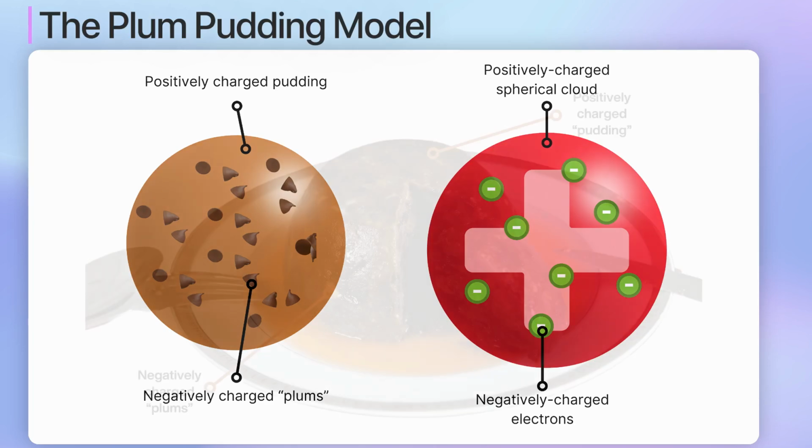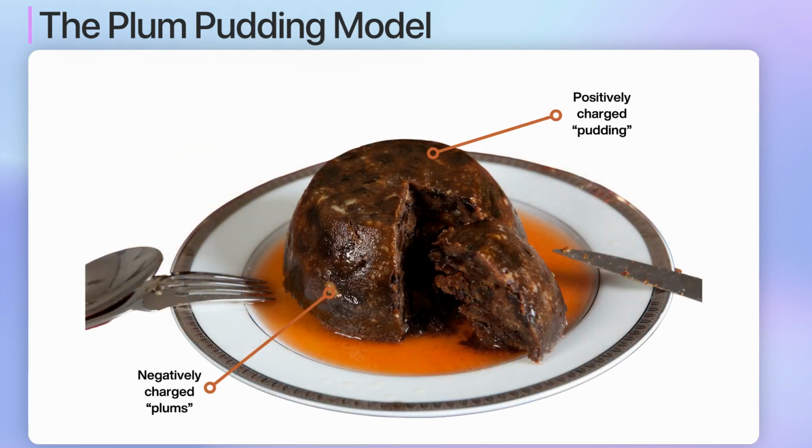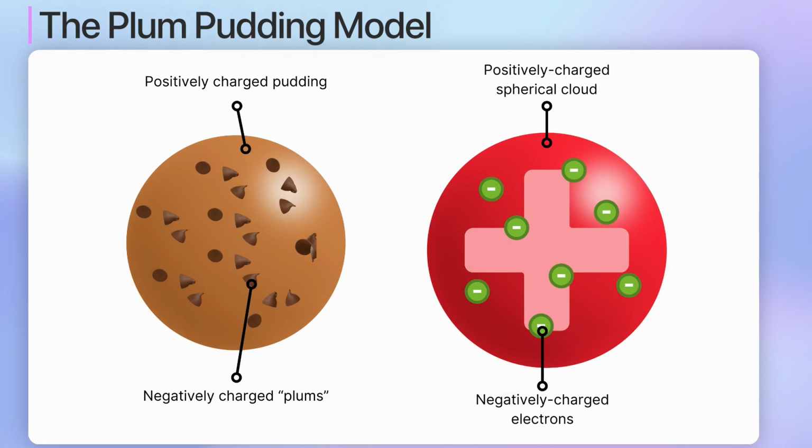For instance, imagine a dessert where small bits, the electrons, are scattered within a larger positively charged mass. The diagram of the Plum Pudding Model shows this arrangement clearly, with electrons spread throughout a uniform positive charge.